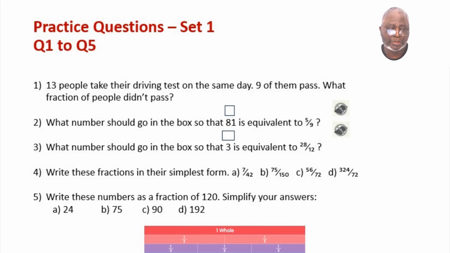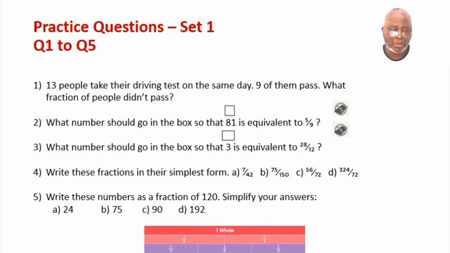Set 1. You have first of all questions 1 to 5. Always read your questions carefully and note that some of these questions are not to be done with calculators. You have to learn to do your calculations mentally. Question 1. 13 people take the driving tests on the same day. 9 of them passed. What fraction of people didn't pass? Read question 1 carefully. There's a catch. What fraction of people didn't pass?